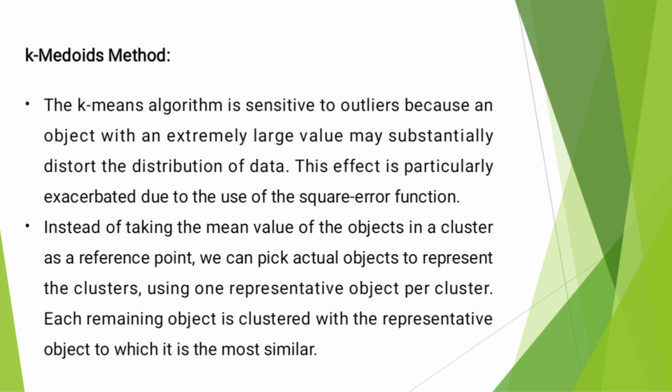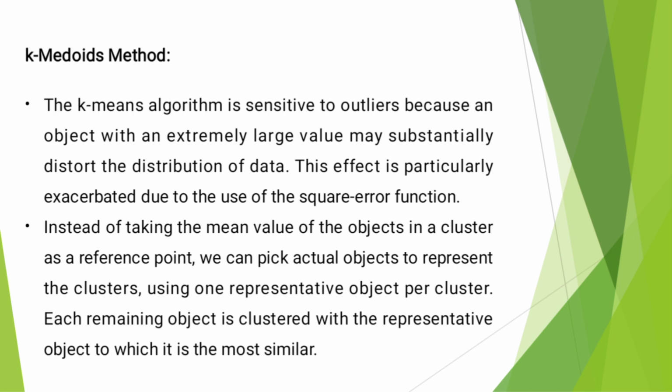Then the next one is the k-medoids method. The k-means method is sensitive to outliers because an object with an extremely large value may substantially distort the distribution of data. The effect is particularly exaggerated due to the use of the squared error function.